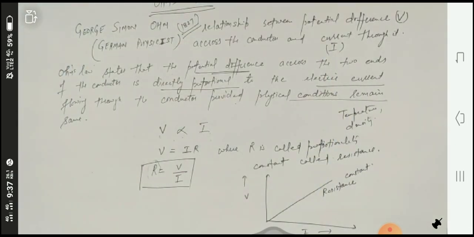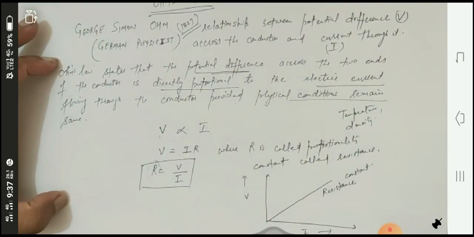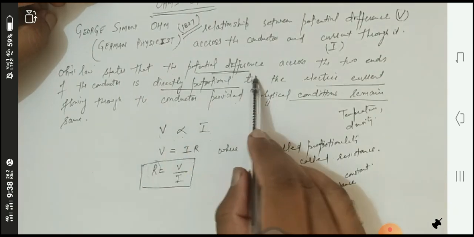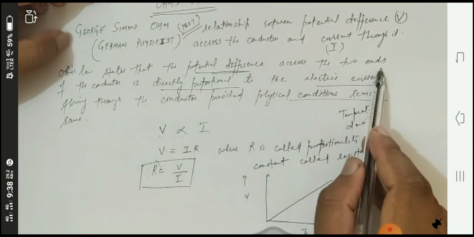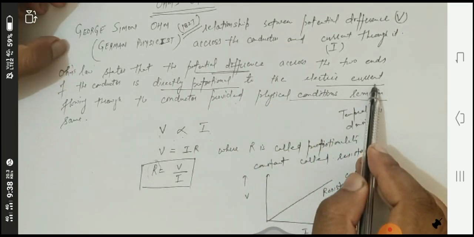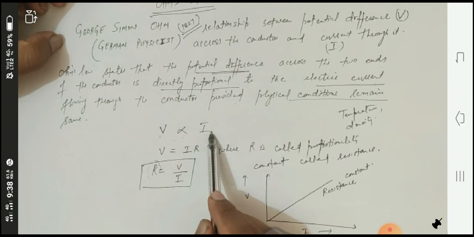Fine. You will not write this. We need only the statement of the law. Ohm's law states that the potential difference across the two ends of the conductor is directly proportional to the current flowing through it. Right? V is directly proportional to I.